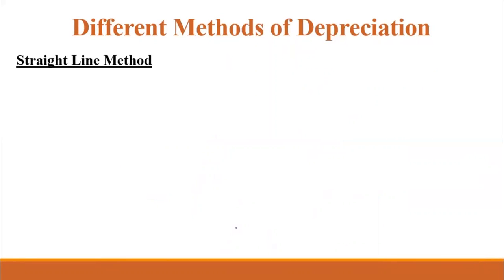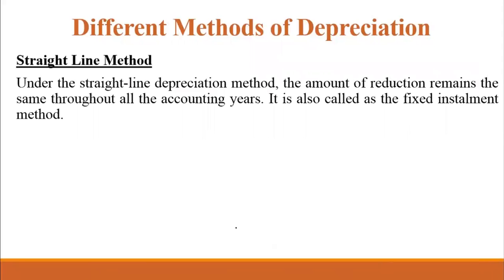So what does the straight line method say? We are just reviewing this because we already discussed it in week 9. Under the straight line depreciation method, the amount of reduction remains the same throughout all the accounting years, and it is also called the fixed installment method. So the straight line method, we also call this the fixed installment method.